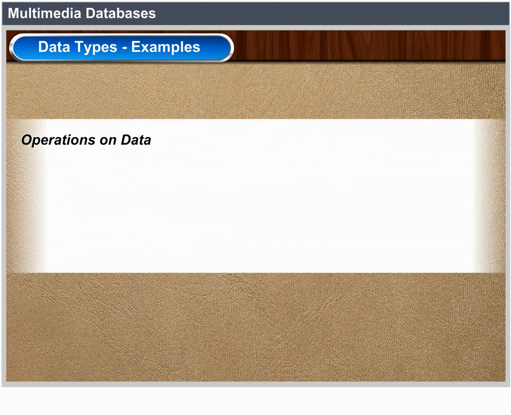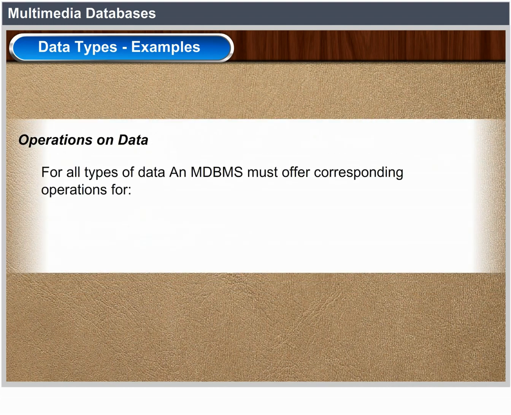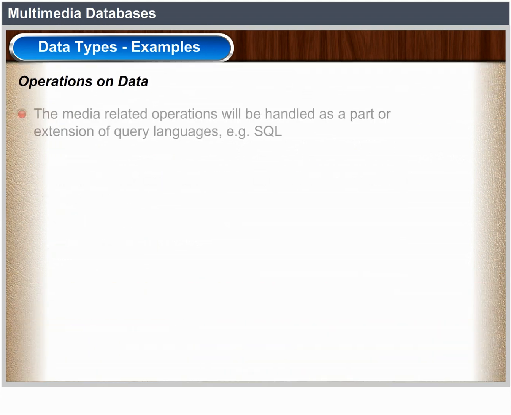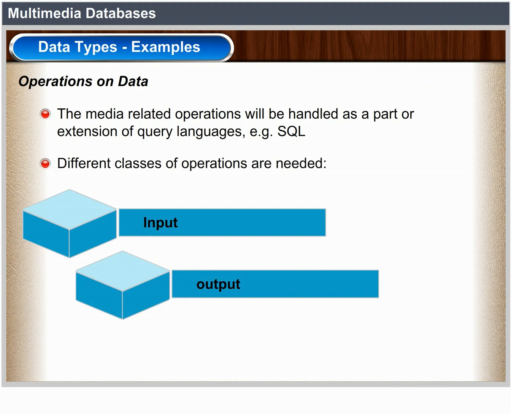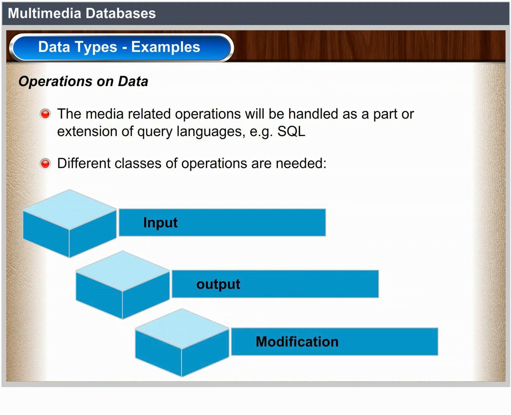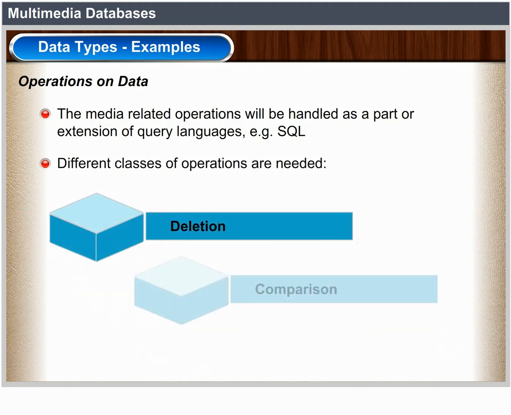Operations on data. An MDBMS must offer for all data types corresponding operations for archival and retrieval. The media-related operations will be handled as part of or extension of query languages, for example, SQL. Different classes of operations are needed: input, output, modification, deletion, comparison, evaluation.